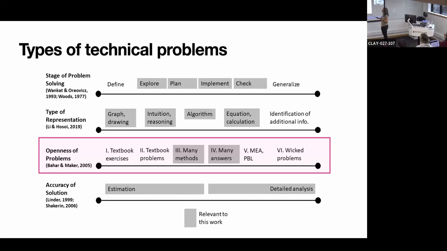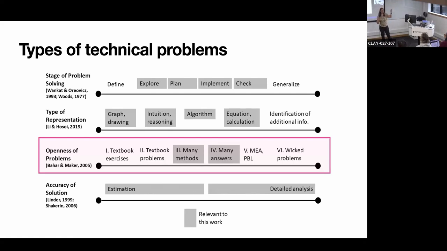And there may be many methods that you could use to attack these problems, and there may be many different answers that you could get to these, and some are more right than others, but all of them have some validity in the solution space. Okay, so we wanted to think about this space. How good are students that come out of our programs at solving problems that are in this part of the space?